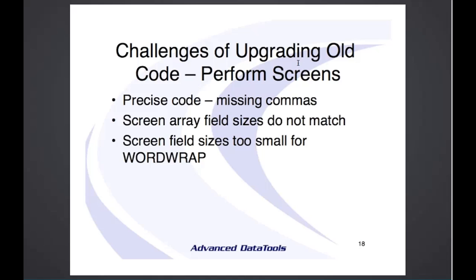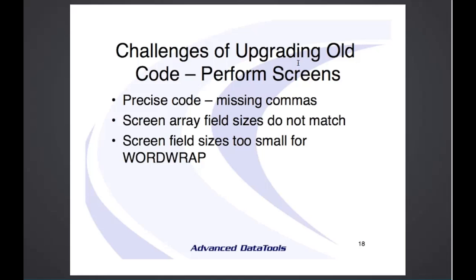One of them was missing commas in perform screens. This blew my mind. I actually had done this. I saw this first at a client site, and then when I did DB privileges, I was like, wow, I actually had done that. I had left a comma out of a perform screen. In the attributes section, I had two attributes, no comma. The old compiler, it worked. The new compiler, it does not work.